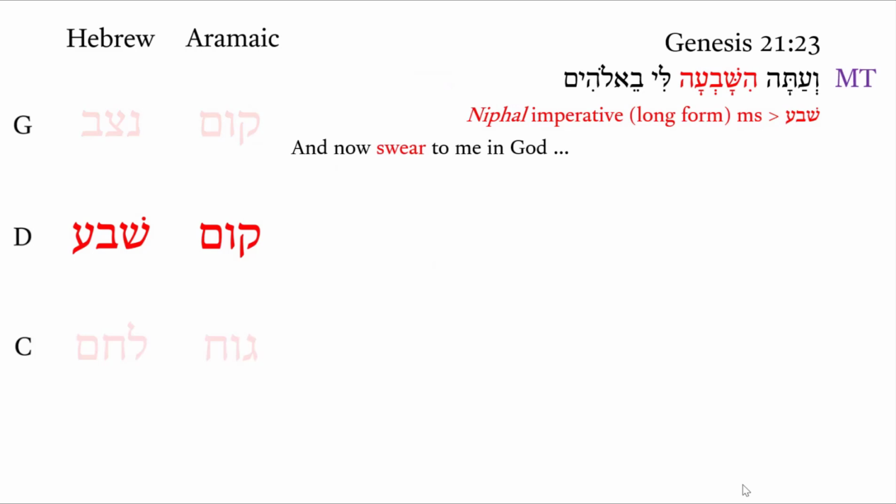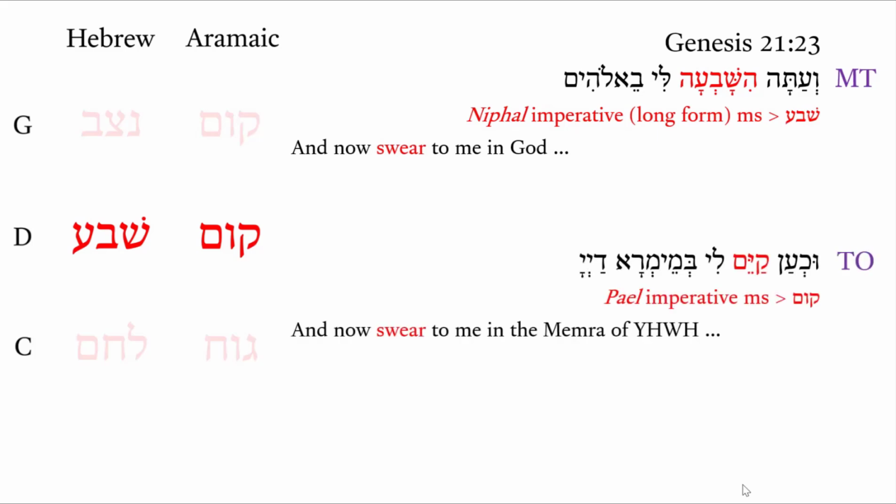What about using a D stem to translate the nafal? Well, here we have, and now swear to me in God, right? Nafal imperative. Well, here's a pa'al imperative, and now swear to me in the memra of Adonai. So of course, this isn't exact formal equivalence in Onkelos, so a little bit of a departure. But we know why he does this in Targum studies. What we're focusing on is the verb here.